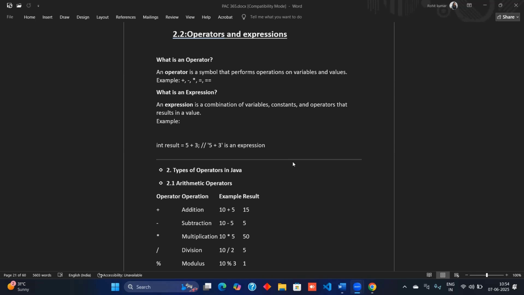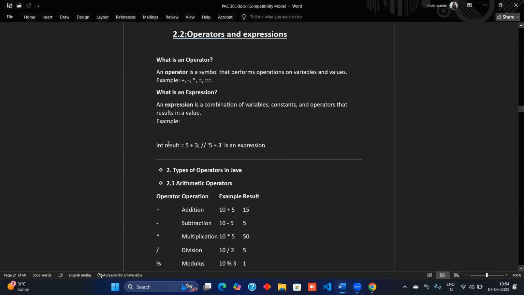So as for example, we can write int result equals 5 plus 3. What will be the answer? It will be 8, obviously. So this is an expression. This is an expression resulting in 8.